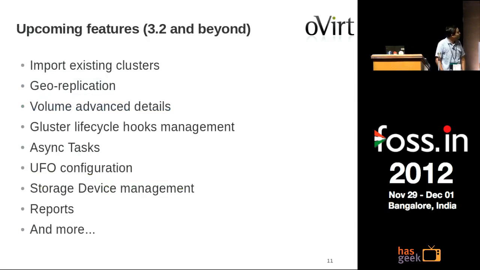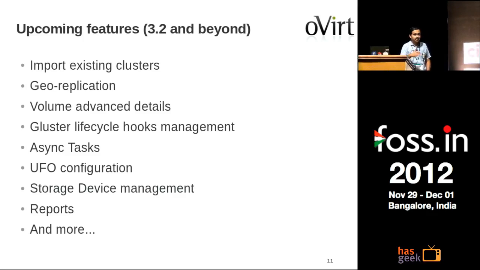There are some important features coming up in oVirt 3.2 and beyond. Import existing clusters is something which you just saw. It's already there, available on the upstream. You will have features like setting up geo-replication sessions across two different geographically remote sites, advanced details of a volume including its performance statistics. Gluster supports lifecycle hooks, so you'll be able to manage those lifecycle hooks through the UI.